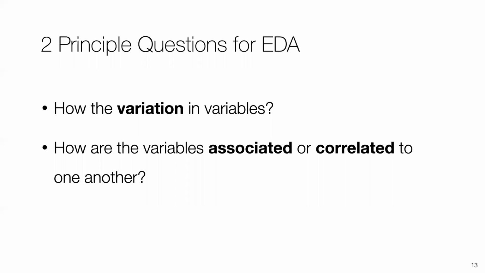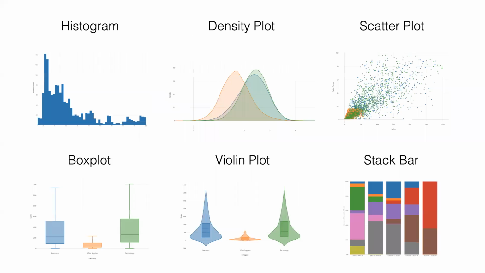Of course, when you have sales data, what you're trying to answer is not about the variation itself. You are trying to understand how the sales numbers are made or created. But the generic questions are always these two things. Then the best way is to visualize and use charts to answer those questions. So I'm going to introduce histogram, density plot, scatter plot, box plot, violin plot, and stacked bar charts today.